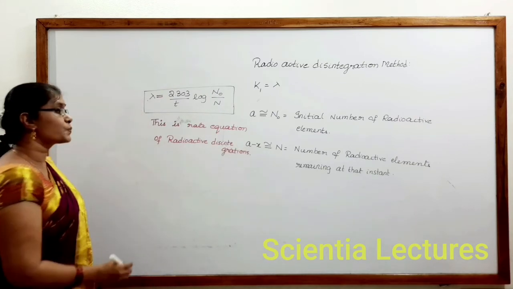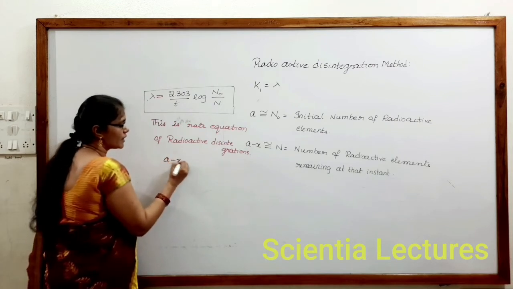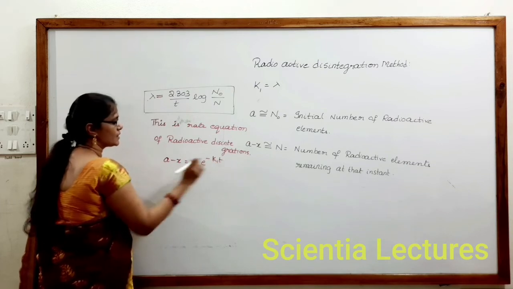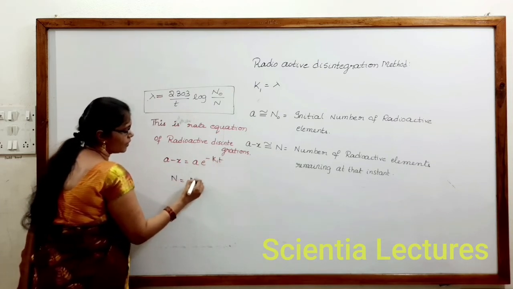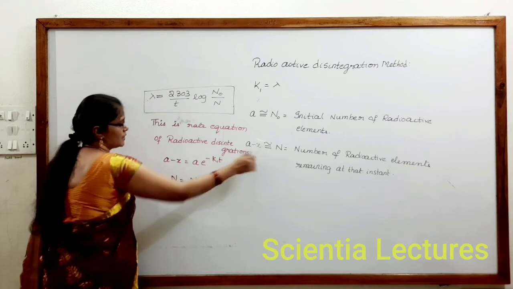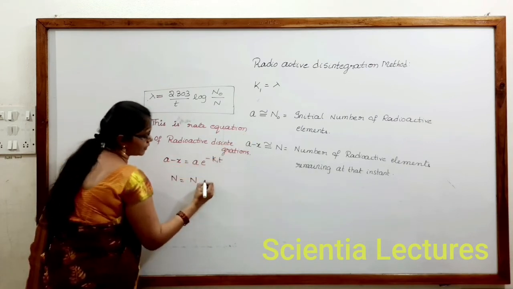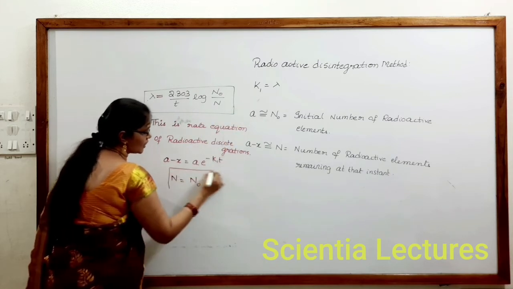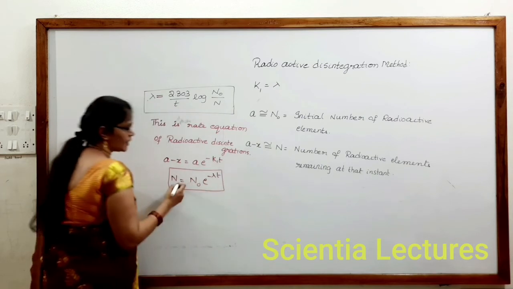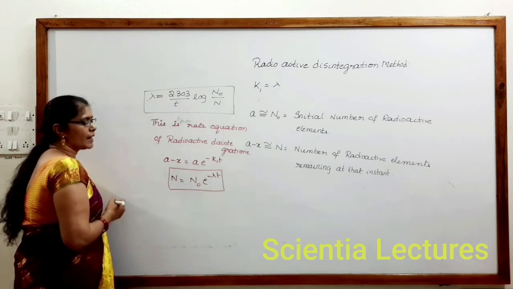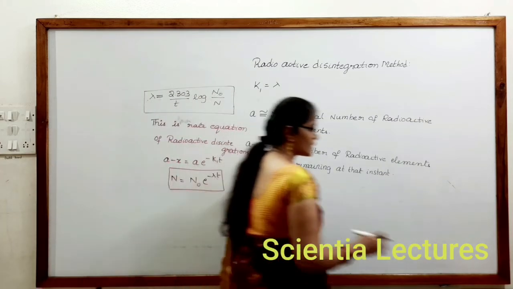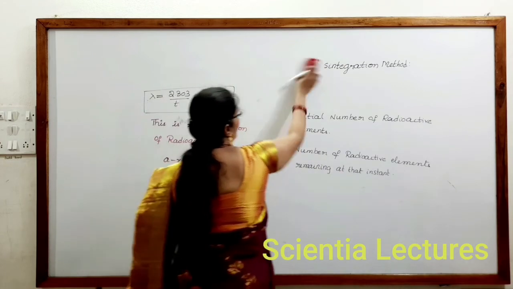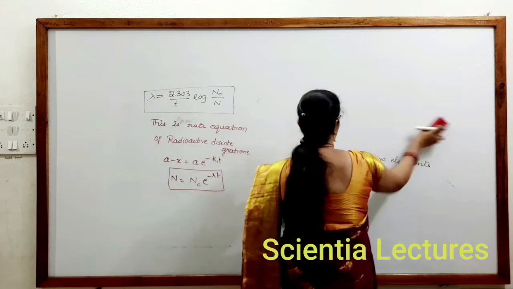Now what is the exponential form of the equation? Generally we write A minus X equal to A e power minus K1t. So in this case we will write it as N equal to N0 e power minus lambda t. Instead of A minus X, we represent N. Instead of A, we represent N0. Instead of K1, we represent lambda. So what is the exponential form of radioactive disintegration? Capital N is equal to N0 e power minus lambda t.